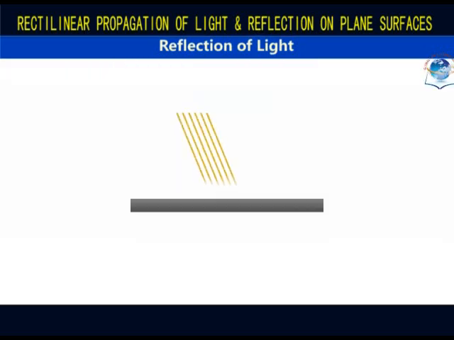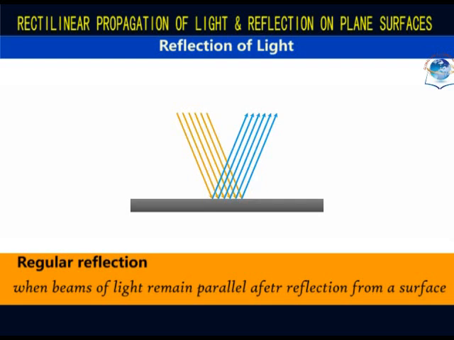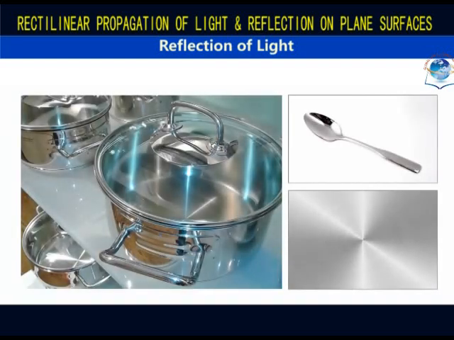When a beam of light falls on a smooth surface, the rays are reflected back at the same angles and remain parallel after reflection. This is called a regular reflection. It takes place when light falls on smooth, shiny, or polished surfaces.